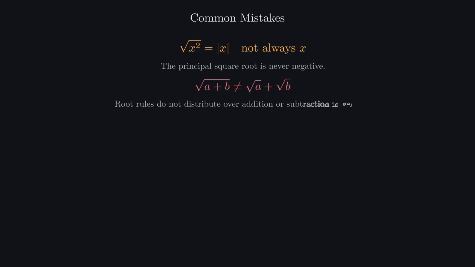Two mistakes come up again and again, so let's flag them clearly. First, the square root of x squared is the absolute value of x, not simply x, because the principal square root is never negative. Second, the square root of a sum is not the sum of the square roots. For instance, the square root of 1 plus 3 is 2, but the square root of 1 plus the square root of 3 is not 2. Root rules don't distribute over addition or subtraction.